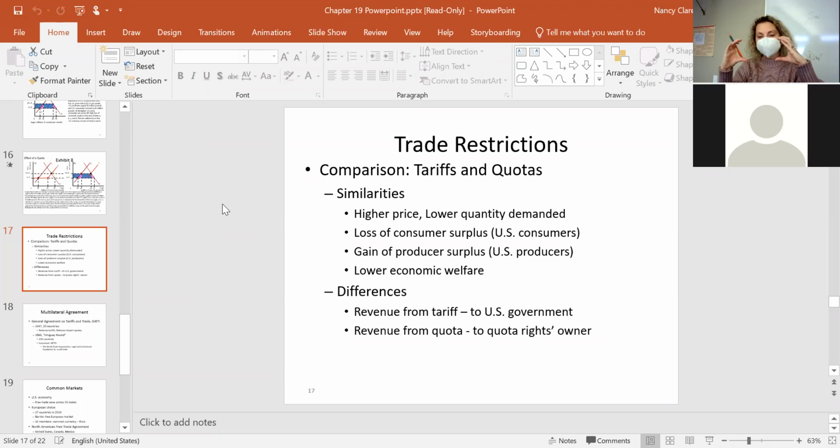The difference is who gets Area C, right? The US government gets Area C of our consumer surplus under tariff, and your author calls foreign producers or foreign governments the quota rights owner. That's his terminology. It's not bad terminology, it's just different, right? The US government grants the right to those imports to certain governments, certain economies. And so it's whoever owns the right to import the quota. The US government decides who they are. You and I don't decide.